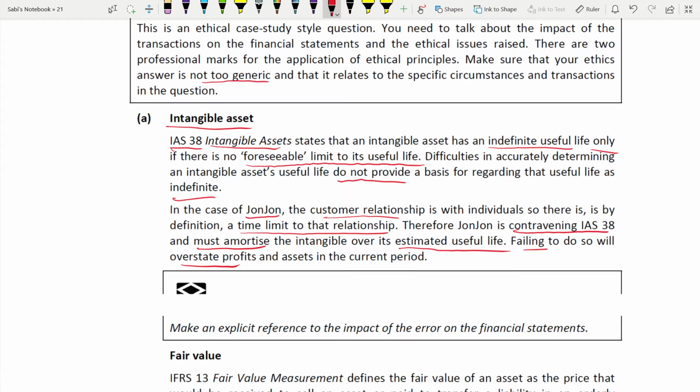Profit will be overstated because amortization is an expense. So if you are not recording that amortization, there is no expense. Profit goes up, and assets in the current period. Assets also will go up.